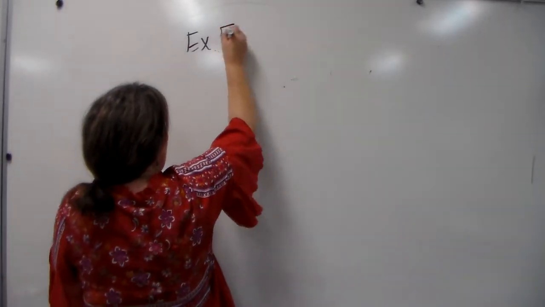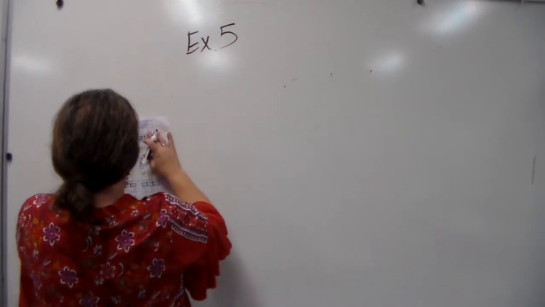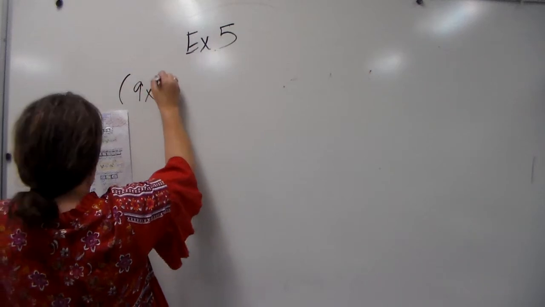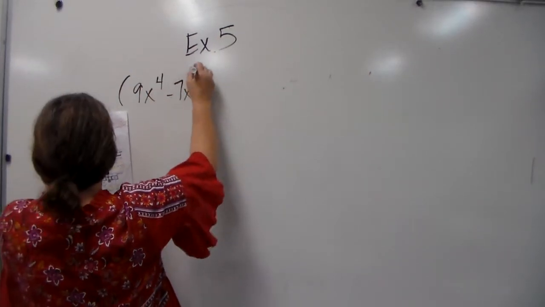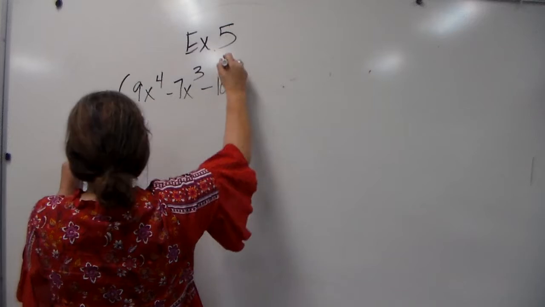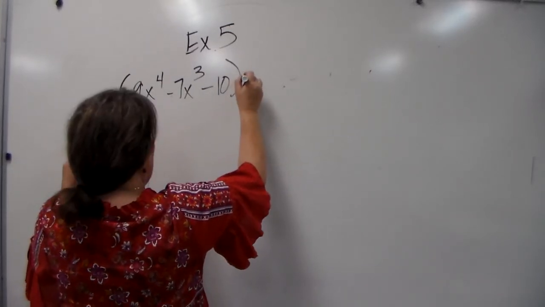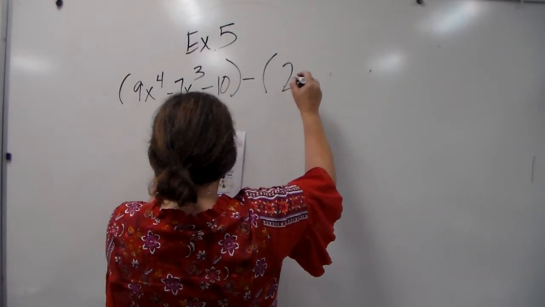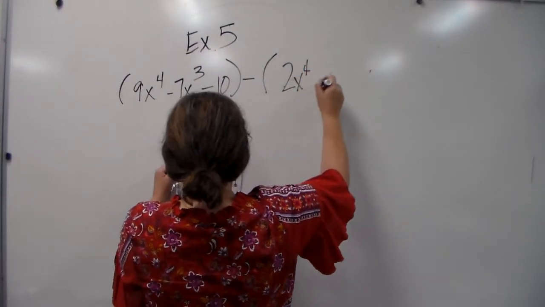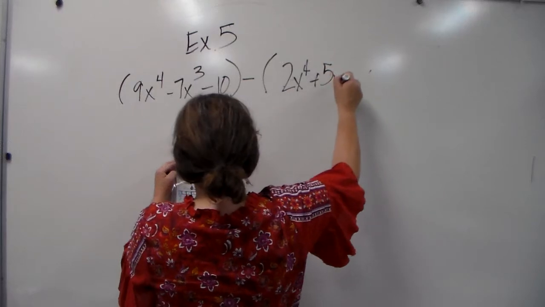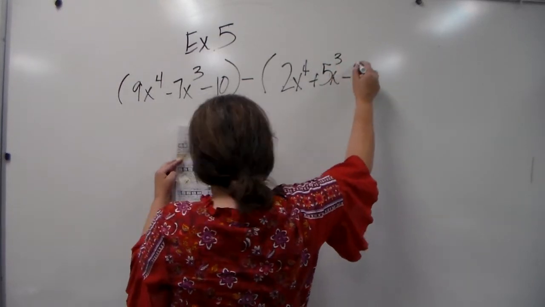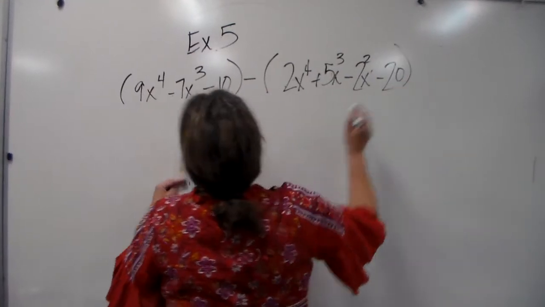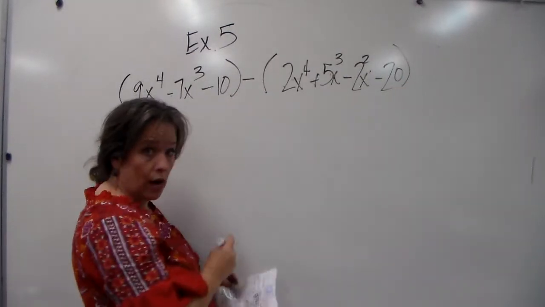So for example number 5, we have 9x to the fourth minus 7x cubed minus 10. Then we have minus 2x to the fourth plus 5x cubed minus 2x squared minus 20. And we'll notice that we have a subtract sign there.